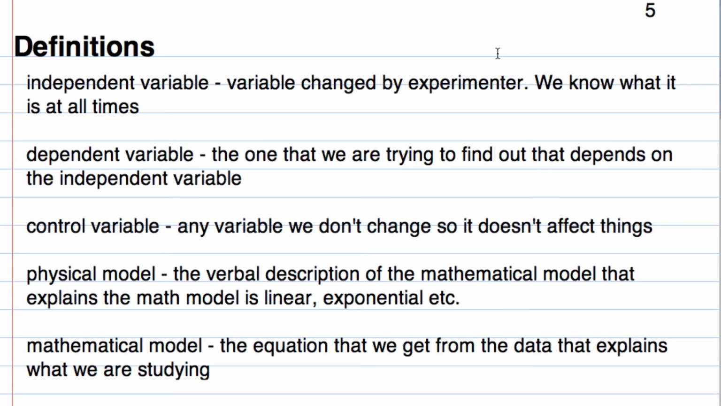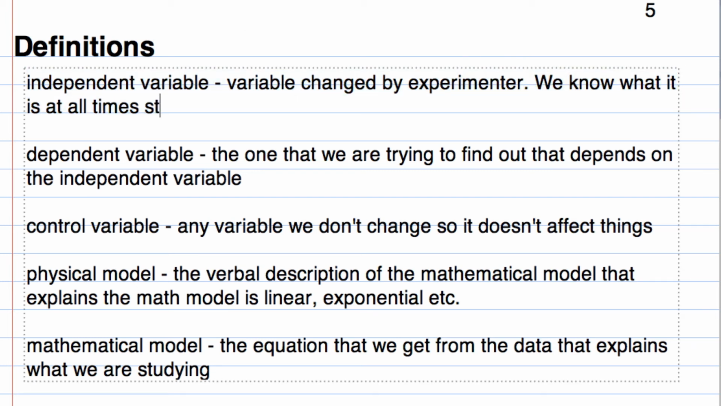So we have 5 basic definitions. I had you define them in the lab, and I want to give you versions that are useful for the test, that are more general than just the spaghetti lab. So first we have the independent variable. That's the one that we change, and we always know what it is. That's why the strands of spaghetti was the independent variable. We always knew what it was, and we were the ones that manipulated it.